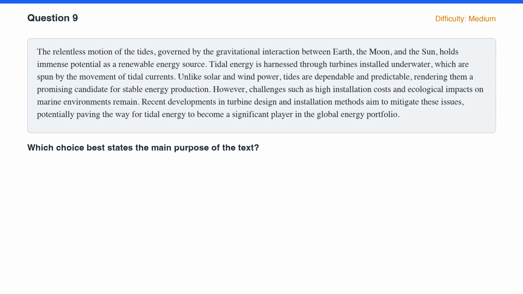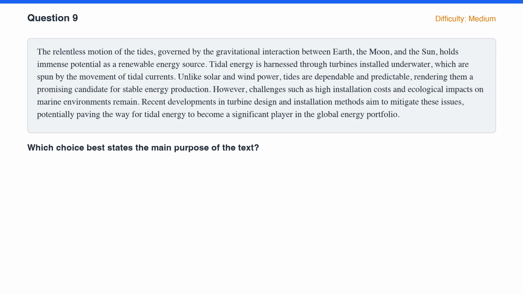Question 9 of 25. Staying at medium. This passage is titled Harnessing the Tides, the Promise of Tidal Energy. The passage discusses tidal energy as a renewable resource, describing how underwater turbines capture the motion of tidal currents, and noting both the predictability of tides and the obstacles that come with this technology.